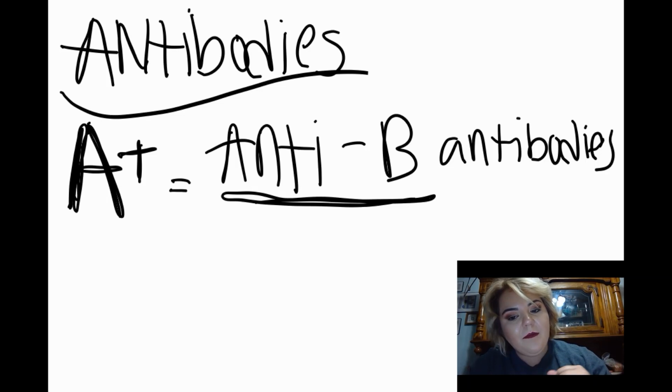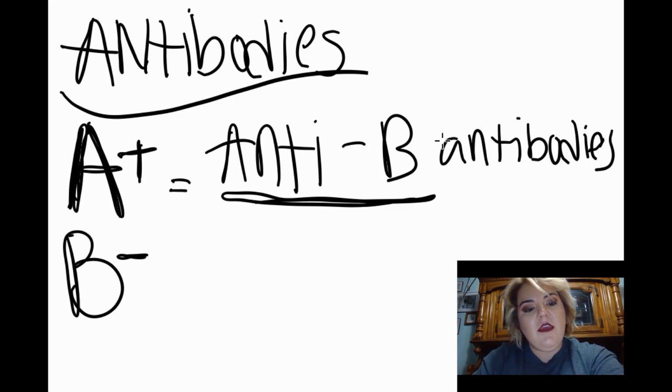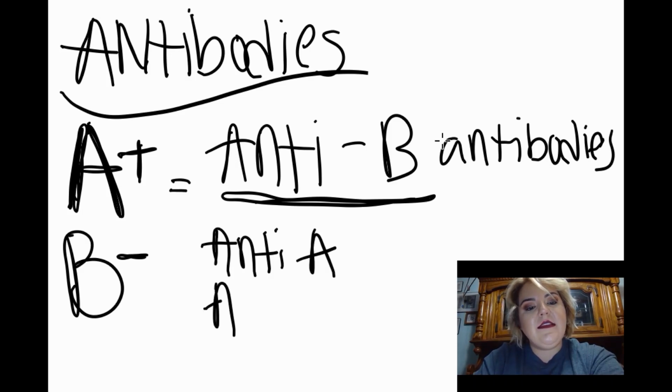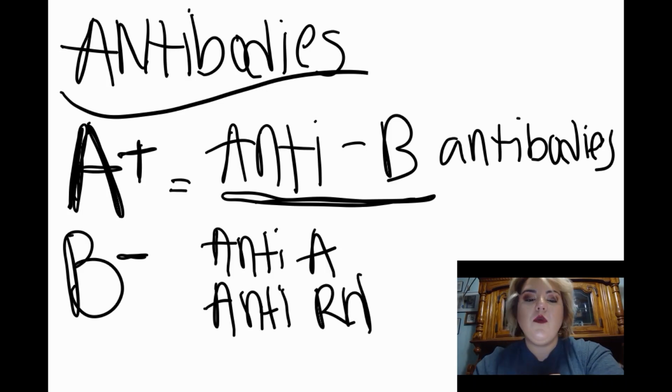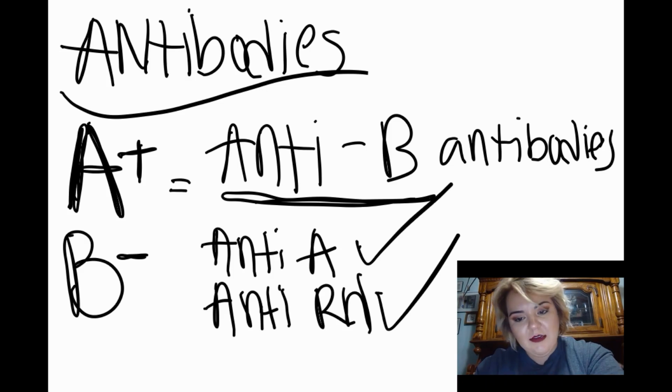So if you have B negative blood, the antibodies that you would have would be anti-A and anti-RH, which means it's going to fight any A blood and it's going to fight any positive blood.